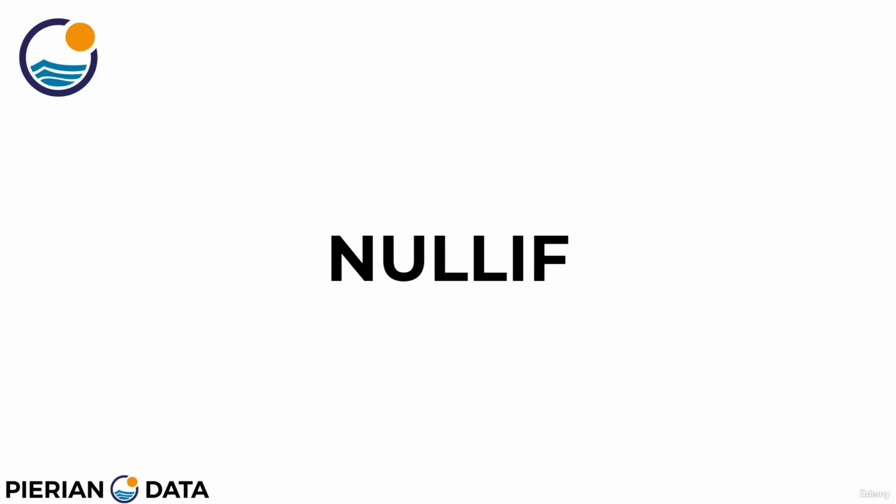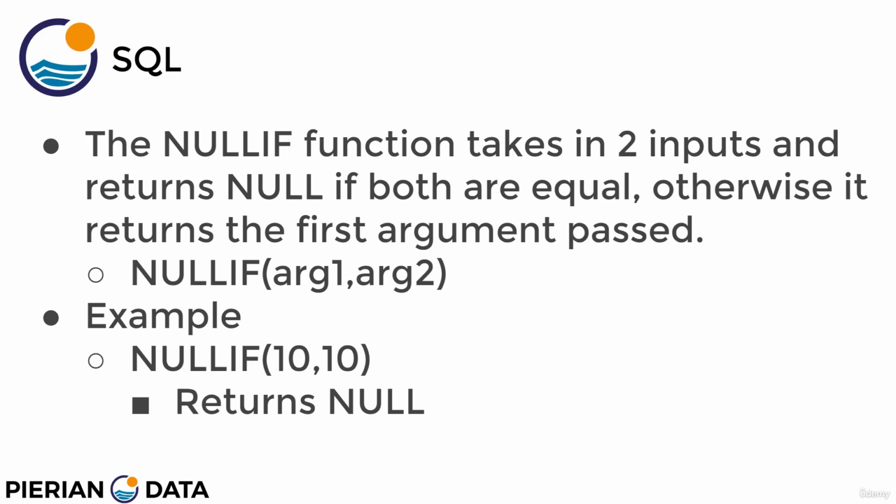Welcome back everyone to this lecture on the null-if function. The null-if function takes in just two inputs and returns null if both are equal, otherwise it returns the first argument passed. So the syntax we're going to be using is you say null-if and then pass in the two arguments. So for example, if you pass in 10 and 10 into the null-if function, since 10 is equal to 10, it's going to return null.